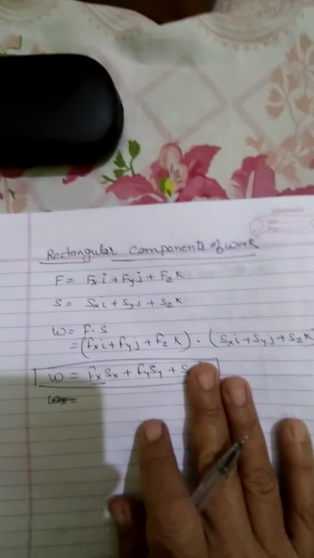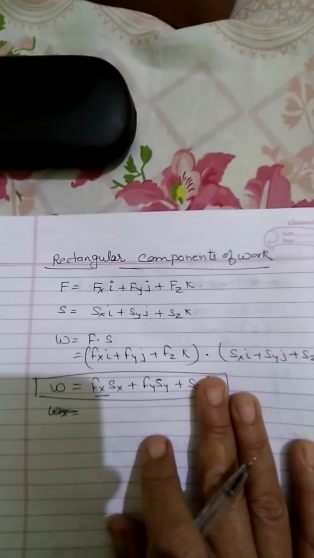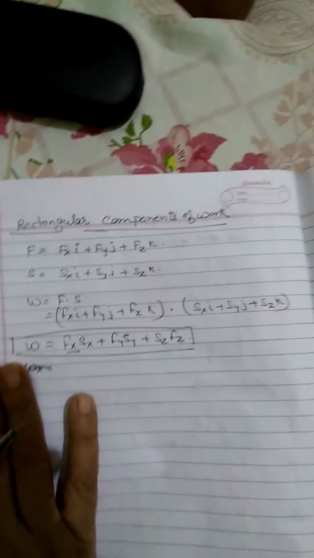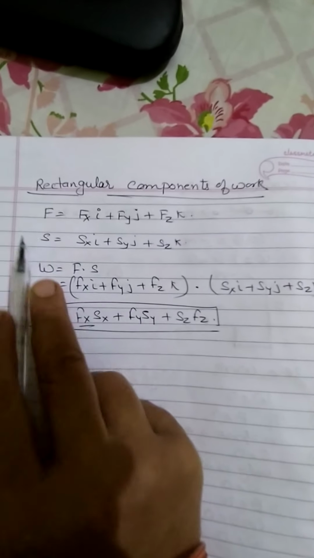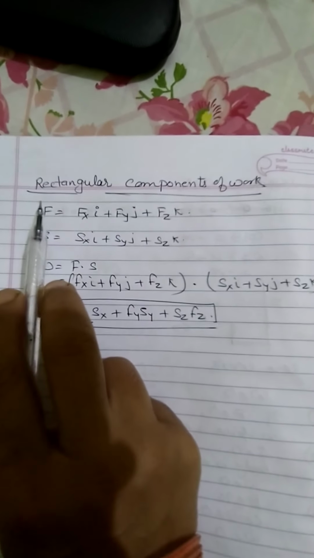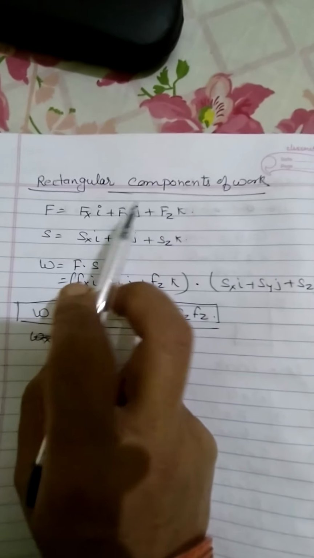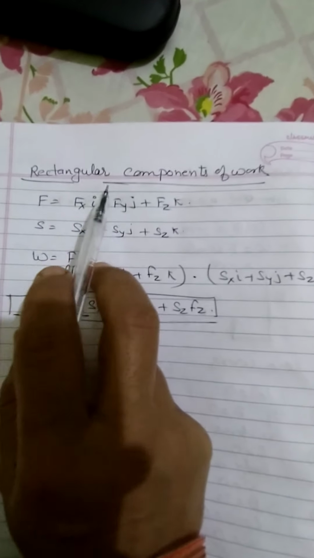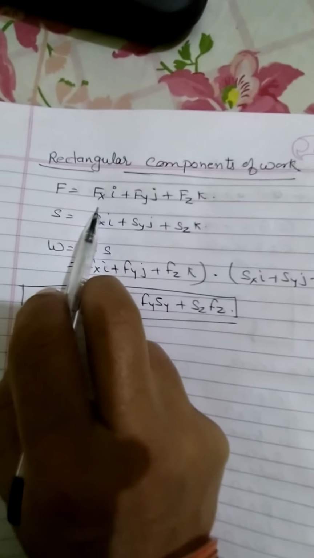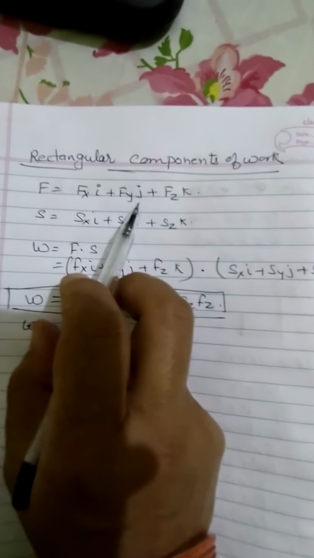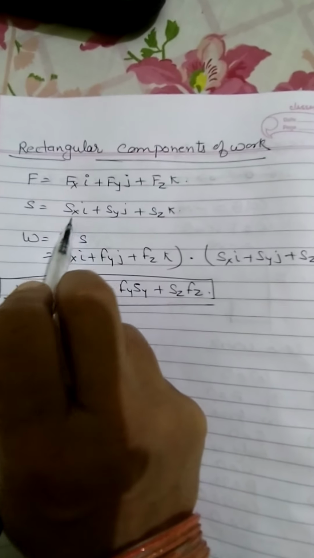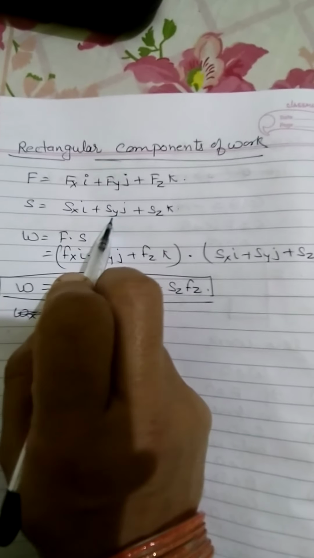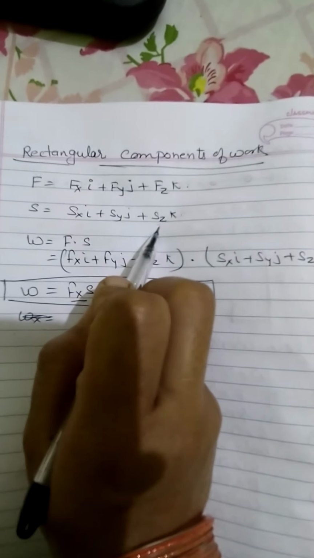The next important topic is the rectangular component of work. Rectangular component means the x-axis, y-axis and z-axis components of the work. So we are taking work for these rectangular components. We are taking force as a vector quantity in terms of its rectangular components, and that is Fx i plus Fy j plus Fz k. So s is equal to Sx, displacement along the x-axis, Sy, displacement along the y-axis, and Sz, displacement along the z-axis.